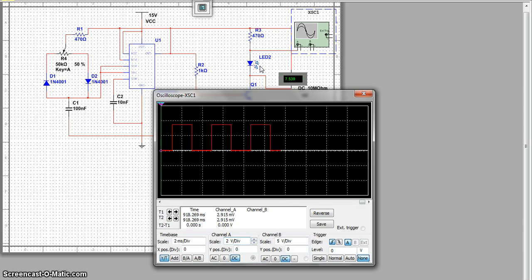As you can see, we can vary the duty cycle of the signal by varying the potentiometer resistance R4. Right now the duty cycle is, as you can see, about 50%. So it turns on and off at equal intervals of time.